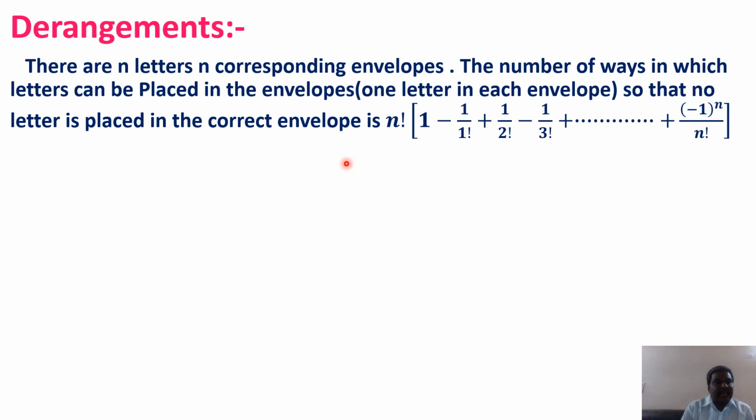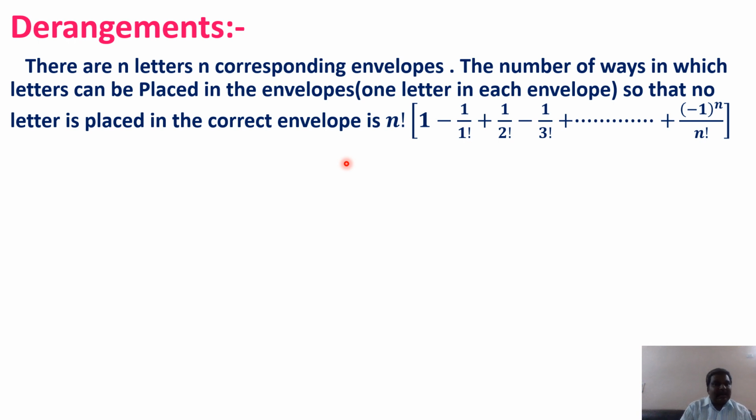There are n letters and n envelopes. We can put the n letters in the n envelopes correctly in only one way. Am I correct or not? The first letter goes to the first corresponding envelope, the second letter to the second corresponding envelope, and in the same manner the nth letter goes to the nth envelope, in only one way. But they are asking for derangements, that means the number of ways in which the letters can be placed in the envelopes so that no letter goes to the correct envelope.